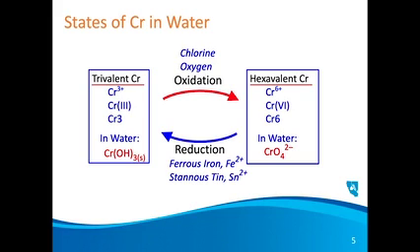And you can also take hexavalent chromium back to Chrome 3 through chemical reduction. And so we look for reducing agents that we use in water treatment, and there are two that are commonly used for Chrome 6 reduction to Chrome 3. Ferrous iron is one reducing agent that we use to take Chrome 6 back to Chrome 3. And also stannous tin is an agent that we can add to water to reduce Chrome 6 to Chrome 3.